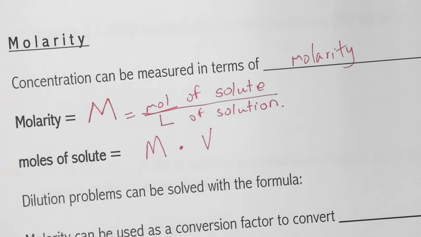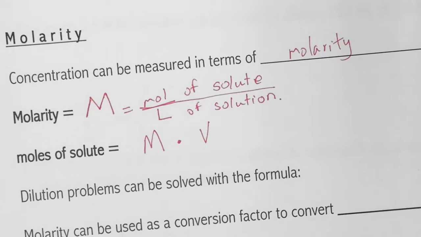Dilution problem. A dilution problem is this. I can tell you that I have 3 molar hydrochloric acid, that's very strong. To do the lab, I want to dilute it to a 1 molar solution, and I want to make 100 milliliters of 1 molar solution. How would I do it? How much 3 molar solution do I need to use to make 100 milliliters of 1 molar solution? That would be the dilution problem.